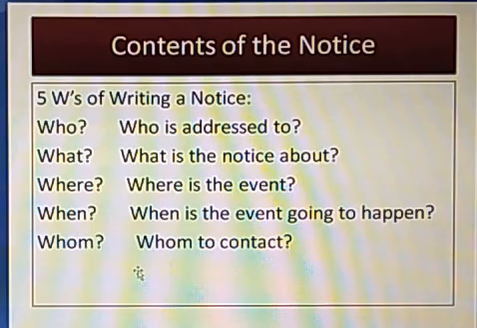The 5 W's which I have discussed with you before. Who means who is addressed to. Then what is the notice about. Then where is the event, when is the event going to happen, and whom you should contact for some information. These are the 5 W's which should be included in a notice.